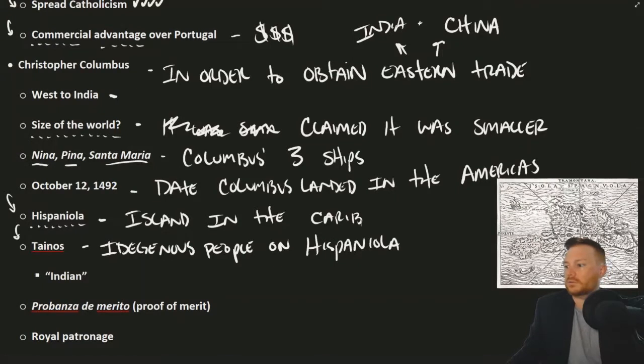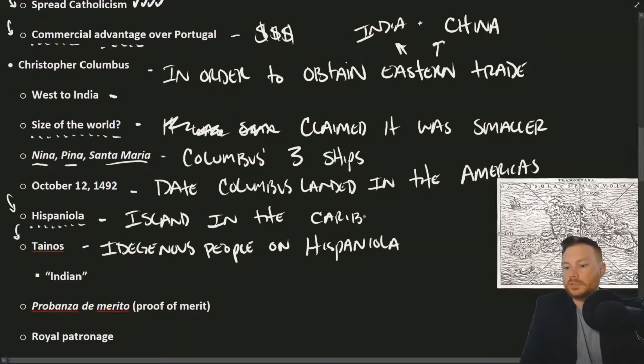Two B's or two R's? Carib, two B's. An island in the Caribbean. And Columbus, believing that he had landed on islands called the East Indies, located in Asia, used the term Indian to describe the people that he came into contact with. And ever since that time, the name Indian has stuck.